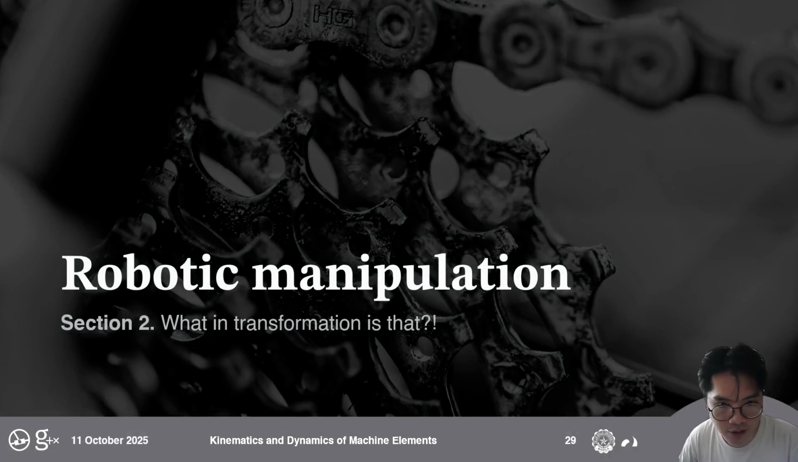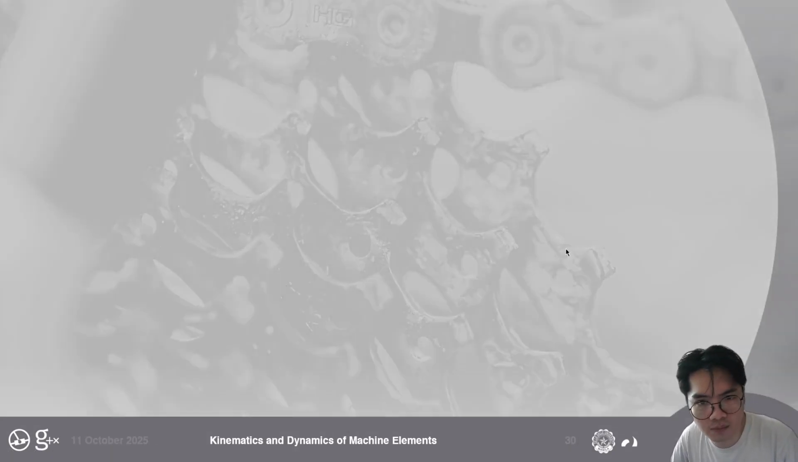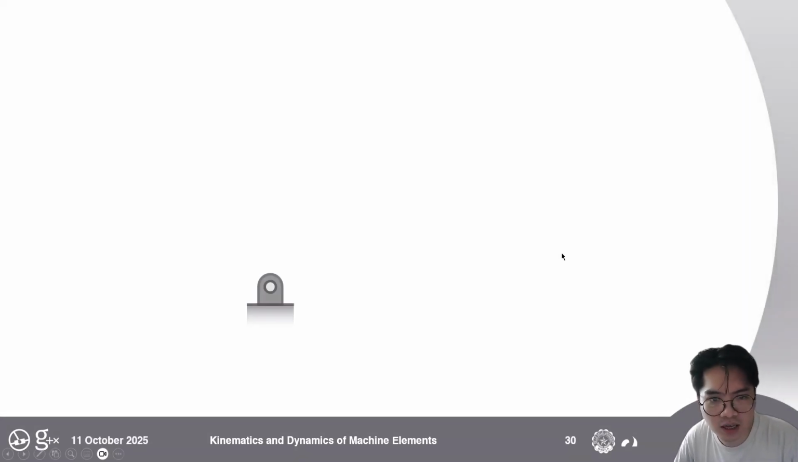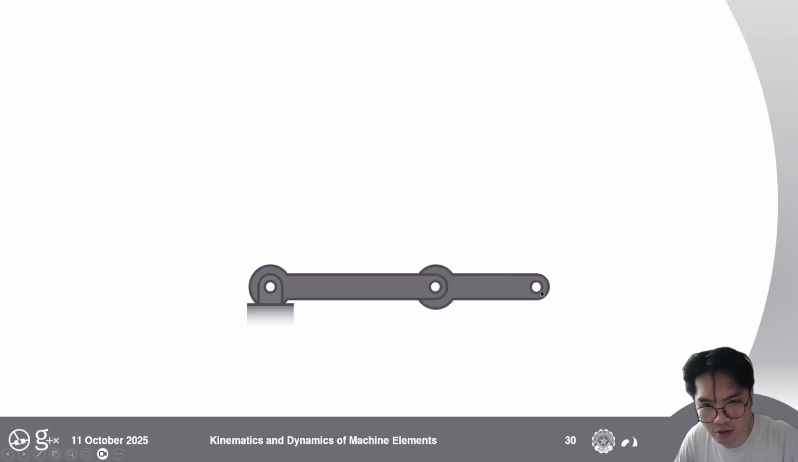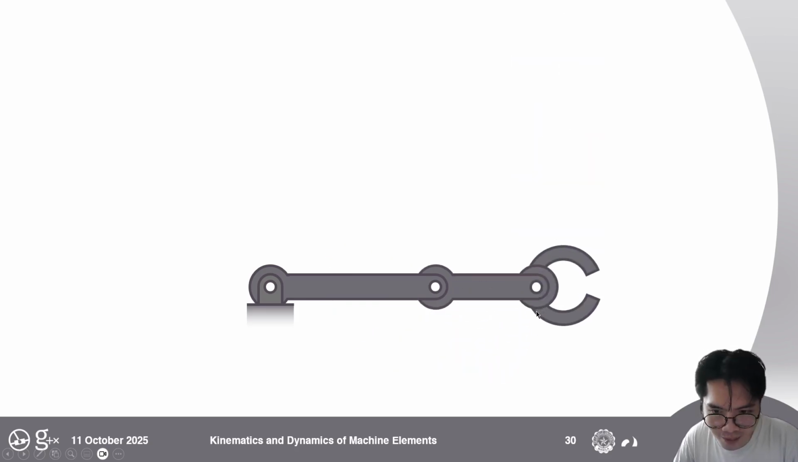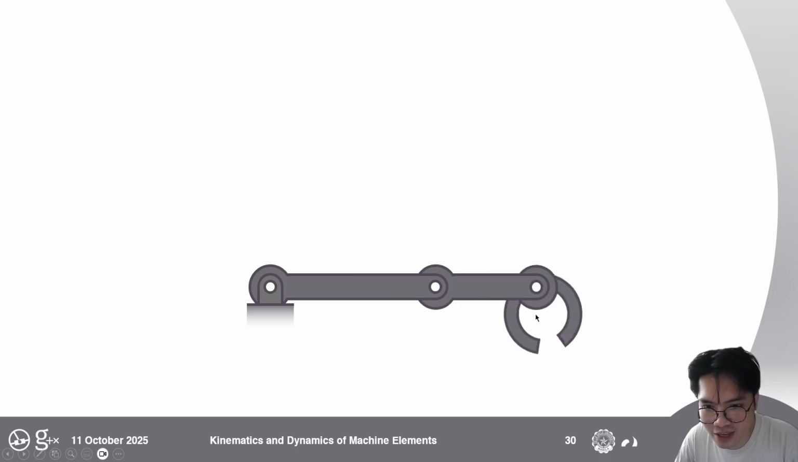Robotic manipulation. When we're talking about machine elements, it is not impossible for us to think about robotic arms, especially given that we have seen kinematic chains like this: a ground link, and then you have this crank that can rotate all the way. You have another crank here that rotates all the way, and then you have a robot arm that can also rotate all the way.